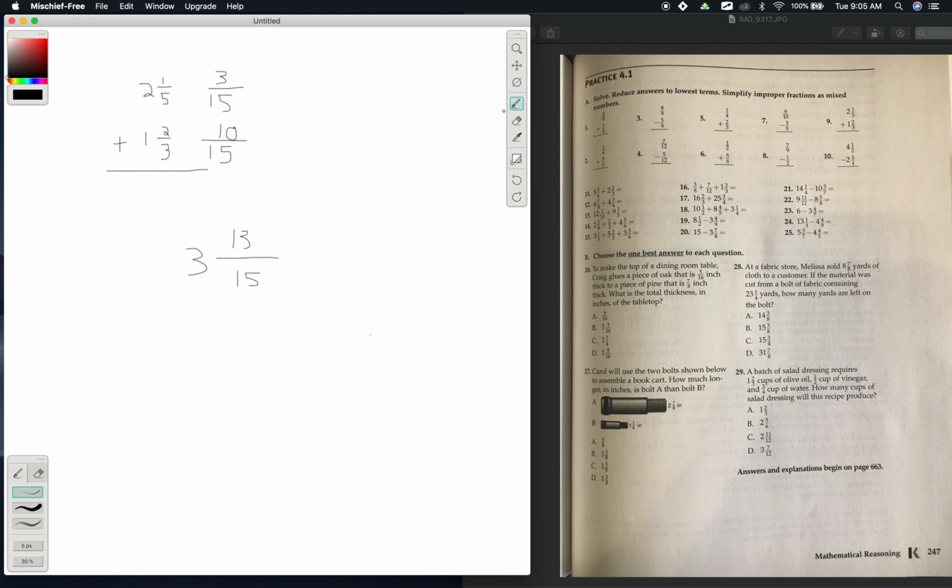Next we are going to do number 7. Okay. I kind of skipped over 7, went to 9 because I was doing addition first. So 9 over 10 minus 3 over 5. Put our minus symbol here.